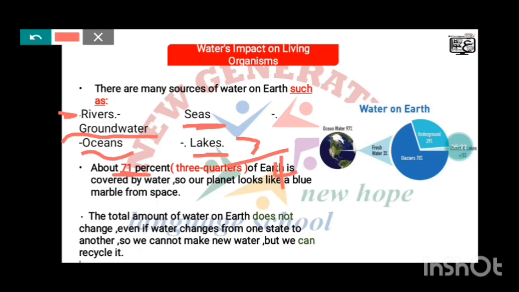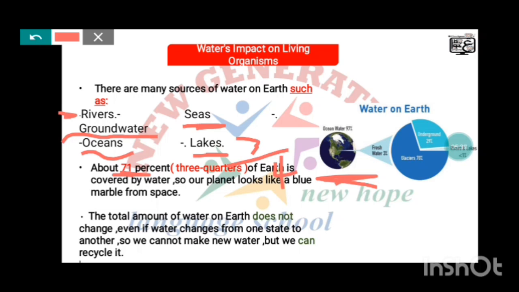So our planet looks like a blue marble from space. Our planet looks like what? It looks like a blue marble from space.